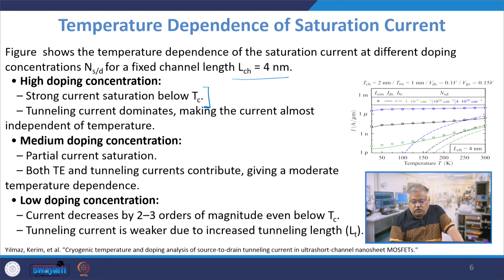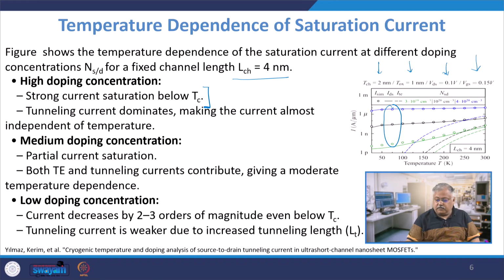We are trying to find this with variation in the value of the temperature, with TCH equals 2 nanometer, T oxide equals 1 nanometer, VDS 0.1 volt and VGS equals 0.15, right. So, basically we are in the linear region of operation, we are still not in the saturation region of operation. Now, in this case, because of high doping concentration, the tunneling current dominates, and therefore you see it is almost independent of the temperature.